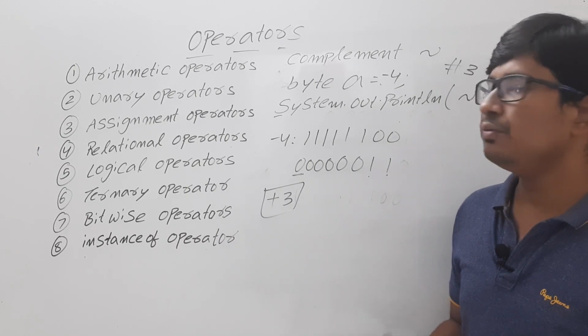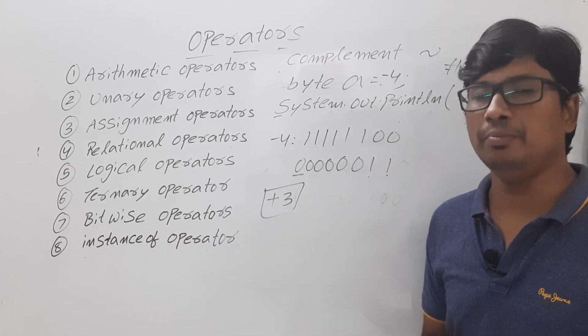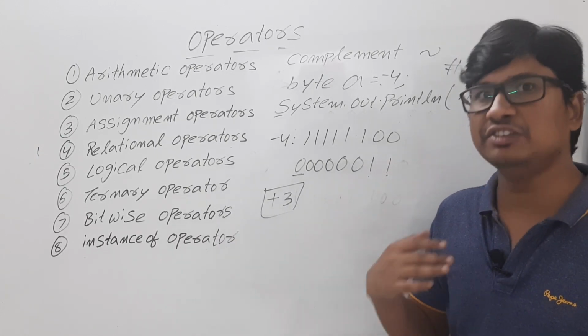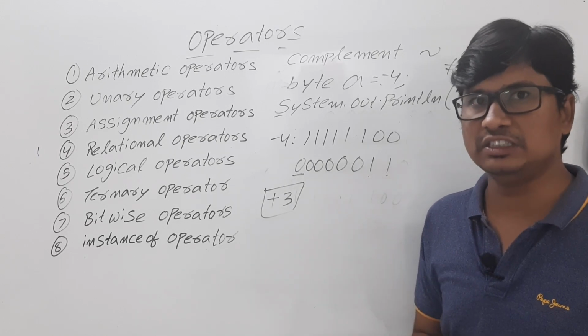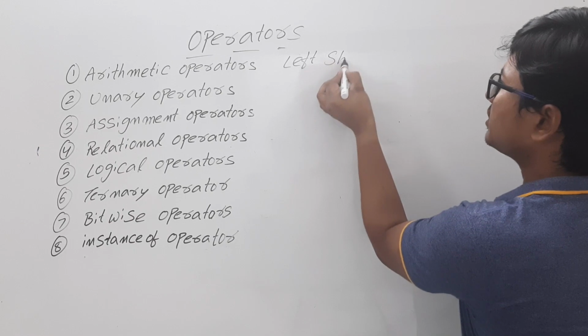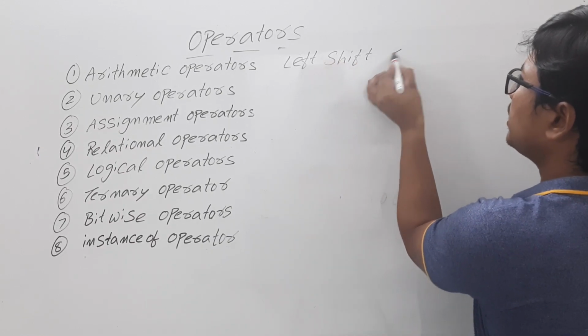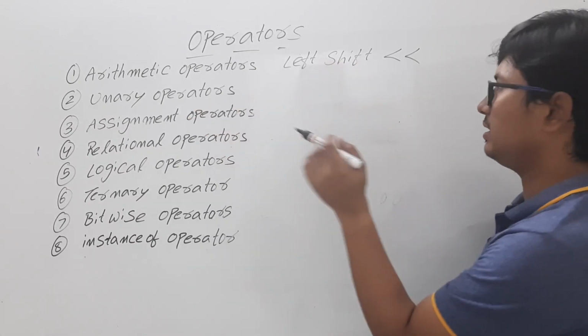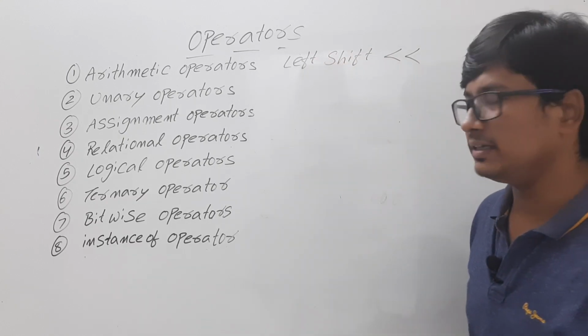Now we will discuss the shift operations such as left shift, right shift, unsigned right shift. Signed left shift, or I can simply say left shift. The left shift will be represented like this. This is the left hand side. So that's why the arrows will be like this.